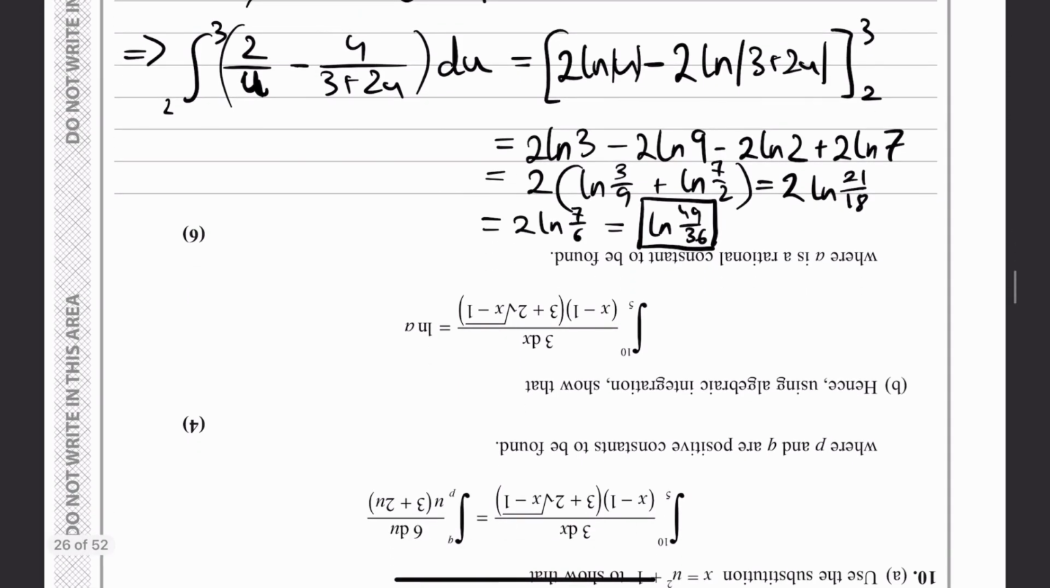Does it want an integer though, where a is a rational constant of, what's this? Oh, a is a rational constant to be found. Yeah, this seems about right. So 1/3, 2 6, and then when you put the 2 up there, you square both sides. 49 over 36. So yeah, that seems right. Okay, this is good. We're back on track, I think.